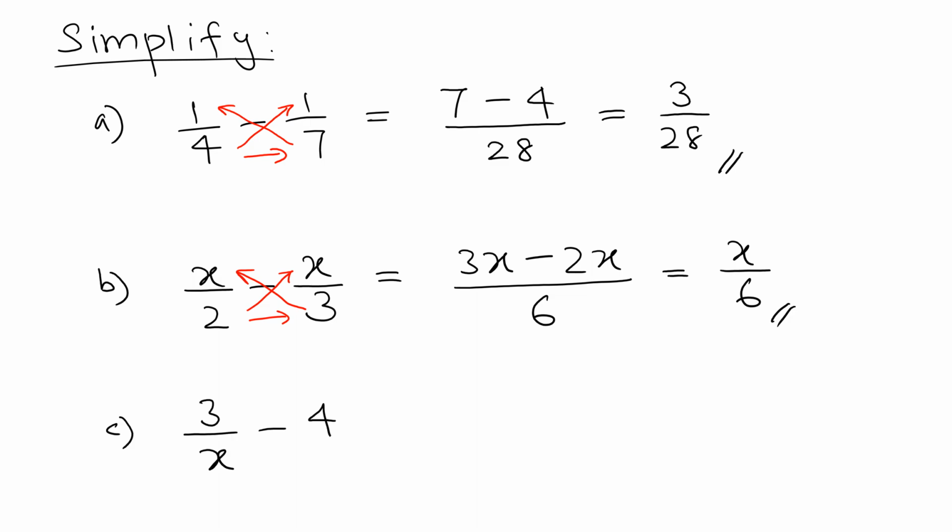Say you have 3 over x minus 4. In this case, you don't see a fraction, so what are you going to do? You write a 1 in the denominator of the 4. Once you do that, we can again use the 3 arrow argument. You multiply these two, you multiply those two, and the bottom. So you get 3 minus 4x divided by x. You cannot simplify this further because there are no common factors, so we can leave it like that. Let's look at the next one.